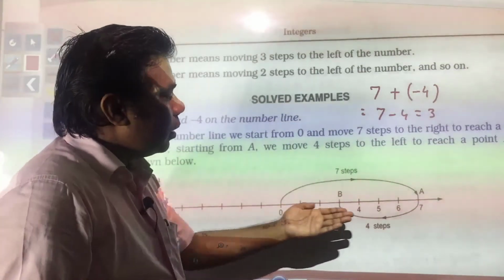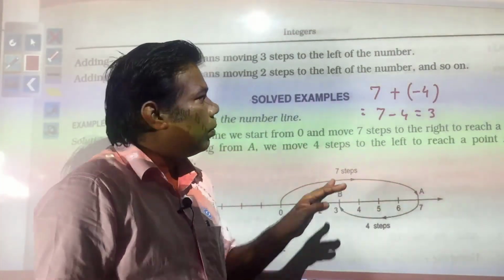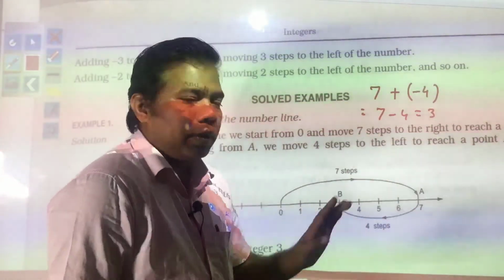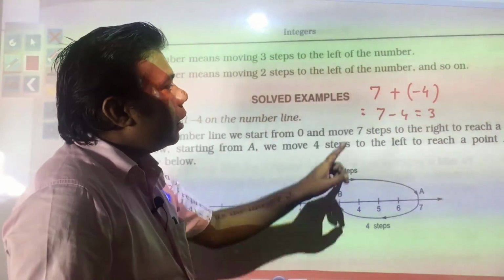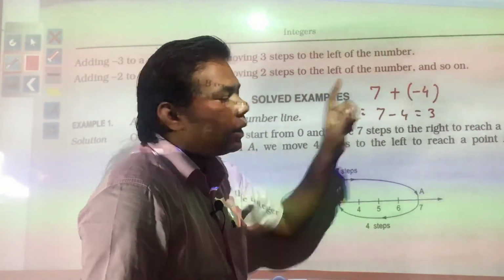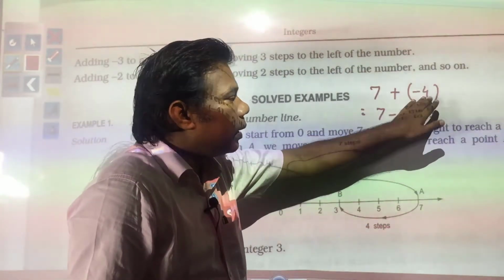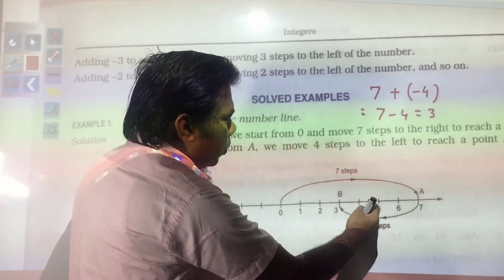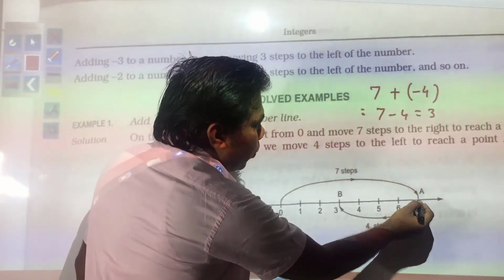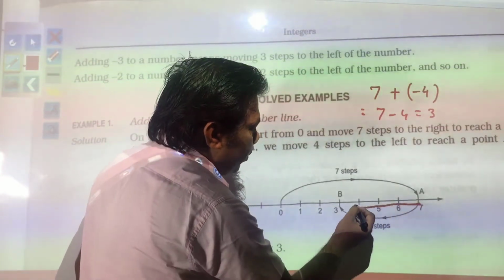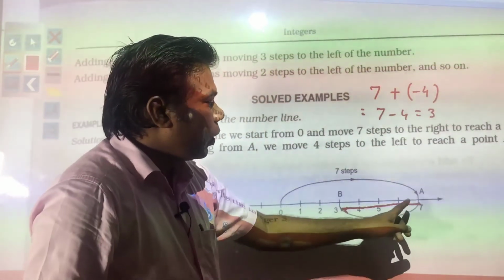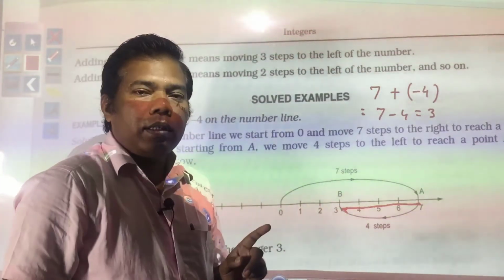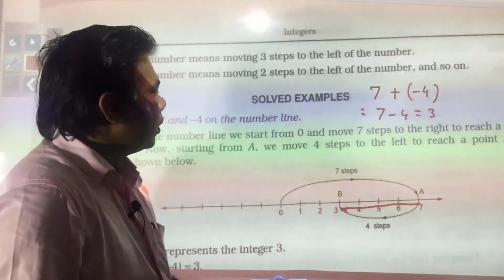Now, if you want to solve the same question with the help of the number line, suppose this is your number line, 0, 1, 2, 3, 4, 5, 6, 7. You have 7, and you need to add minus 4. What does it mean? If the negative sign is there, you need to move leftward. So, just count 1, 2, 3, 4. We have moved from 7 towards the left, and we reached 3. So, your answer will be 3. In this way, this is required to be done.